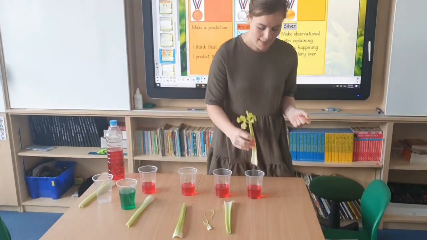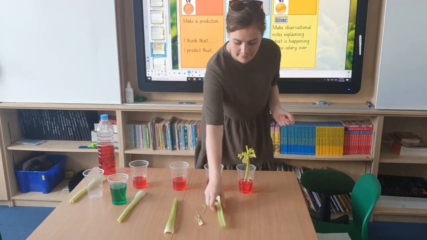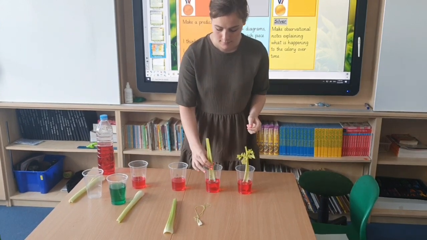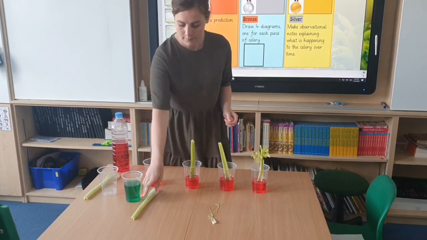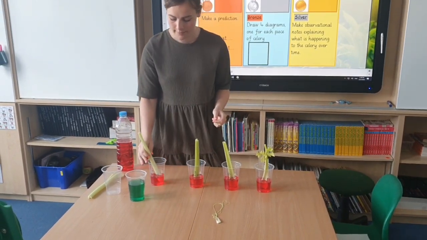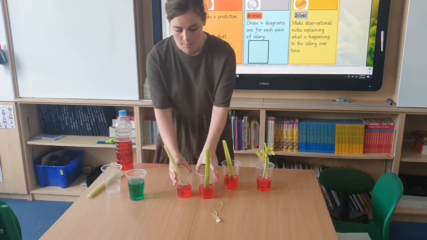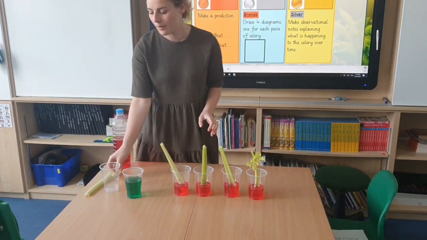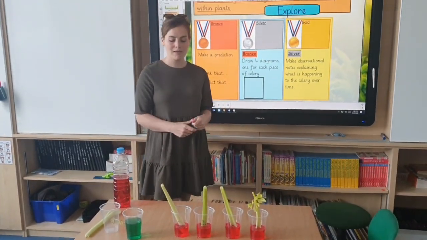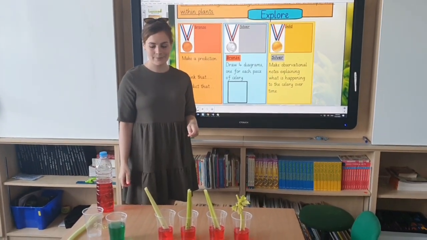I'm then going to place each of my celery sticks in the food colouring, and then I'm going to leave them there, and we are going to watch them over the next 3 days.